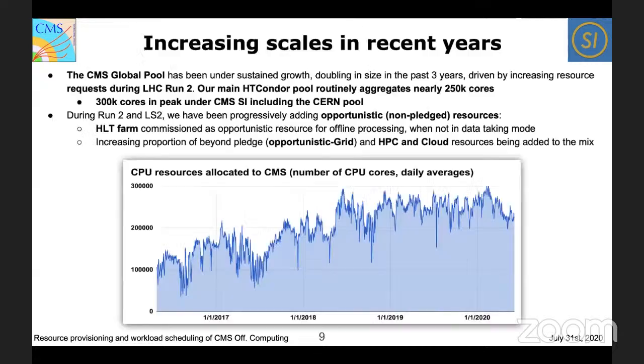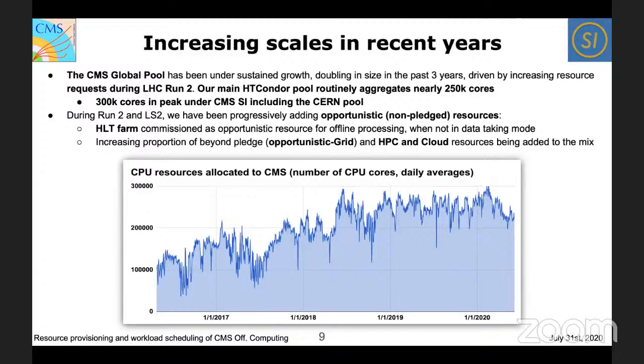We have a big pool, and we have to handle it, even if this pool has been growing through recent years. Over the past 3 years or so, the size of the pool has basically doubled. This is mostly driven by the increasing requests during the LHC Run 2. The Condor pool right now is around 250,000 cores, 300,000 cores at the peak when we also include the CERN resources, which for stability reasons are installed in a separate pool from the main global pool.